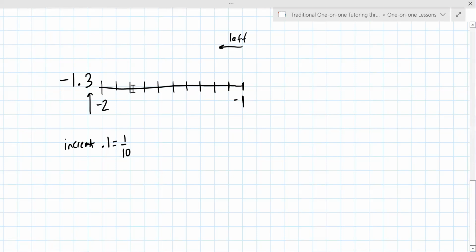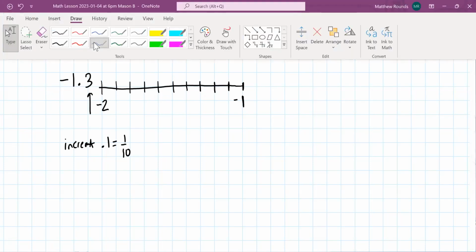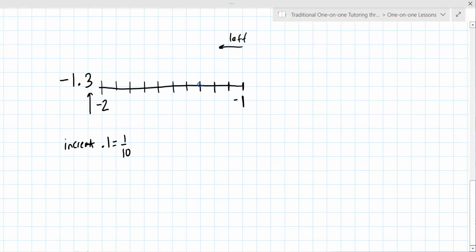You can label them if you want. I don't know what your instructor wants, but you got to get that minus 1.3 in the right spot. 1.1, 1.2, 1.3 negative.